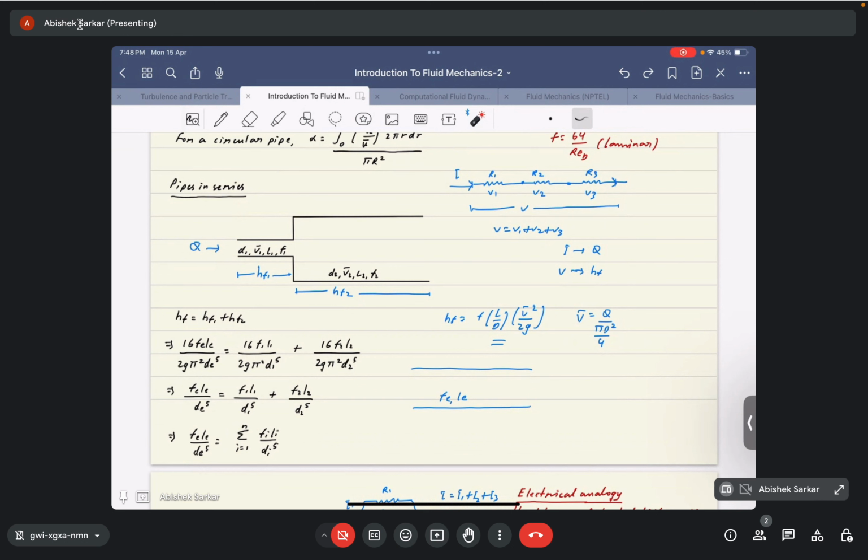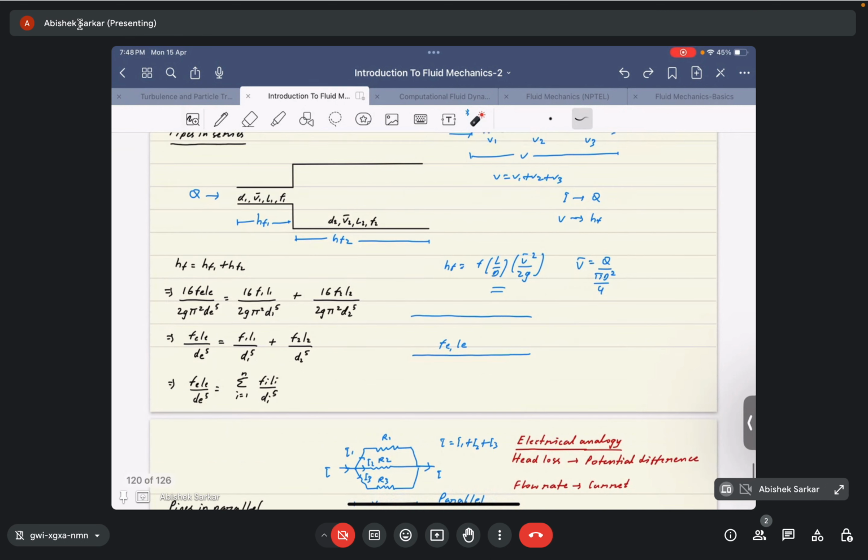Now since we know that the volume flow rate remains constant through both the pipes, we can take the aid of the Darcy friction factor. From that we know that HF is equal to f L V square by 2 g D. Now again we know V is equal to Q by pi D squared divided by 4. If we substitute this value of V bar in this equation, we will get that HF is equal to 16 f L Q square by 2 g pi square into D to the power 5.